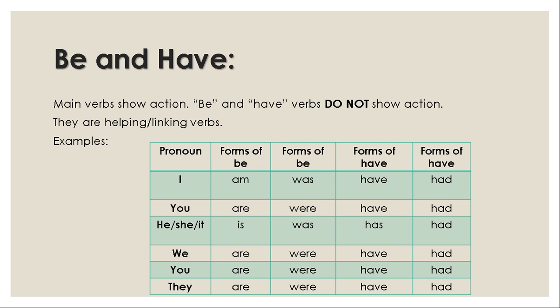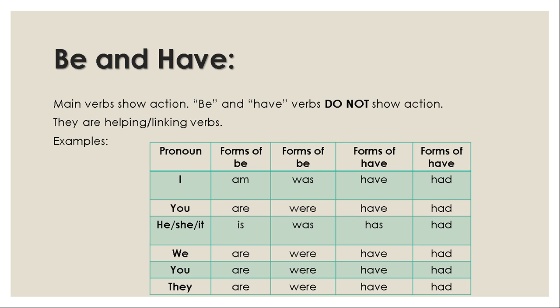Similarly, we have another set of verbs that do not show action. Those are linking verbs. They just link the subject with some information about it, like she was sad. So she is the subject, was is the linking verb that connects the subject with some description about it, which is sad. She felt sad. Now, we are going to look at some examples from this lesson for be and have.